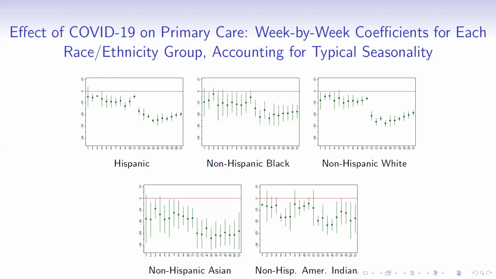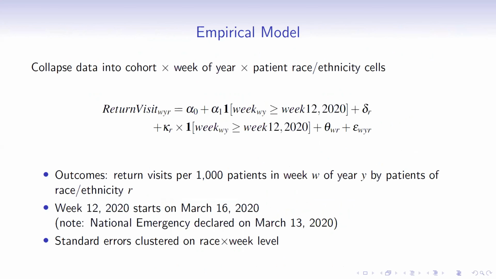So the fall for non-Hispanic whites, for example, is bigger than the fall for non-Hispanic Black patients, and is also bigger than the fall for non-Hispanic American Indian. The fall for Hispanic patients is approximately similar to non-Hispanic whites.